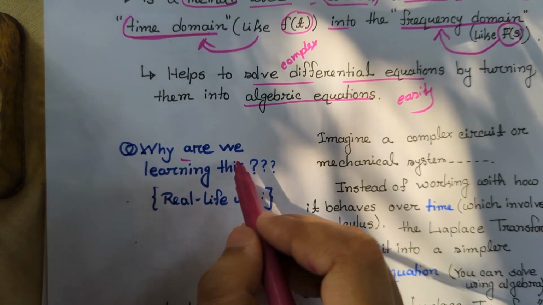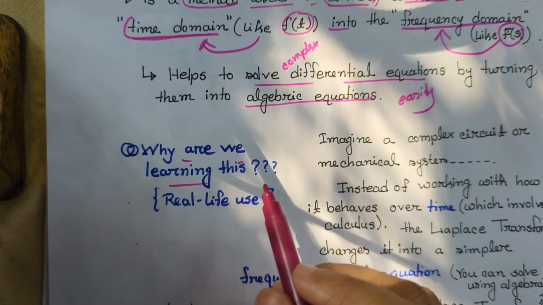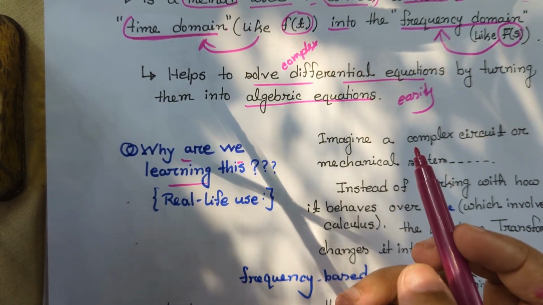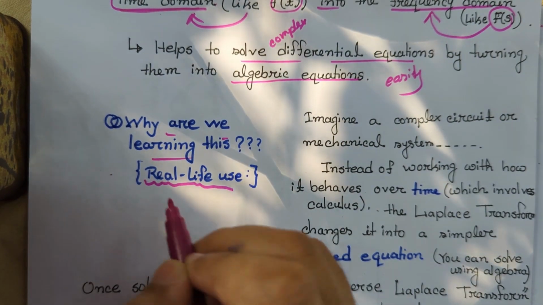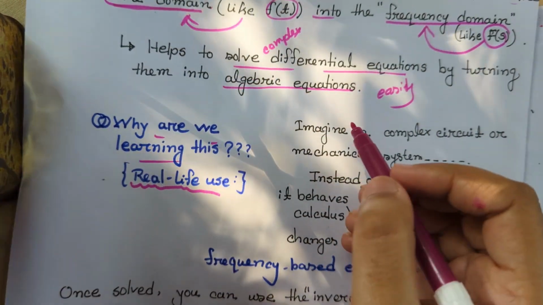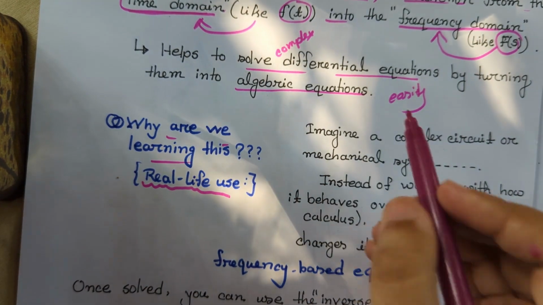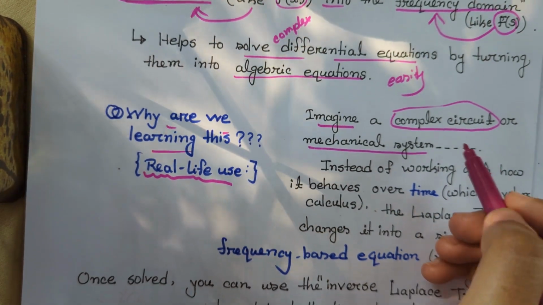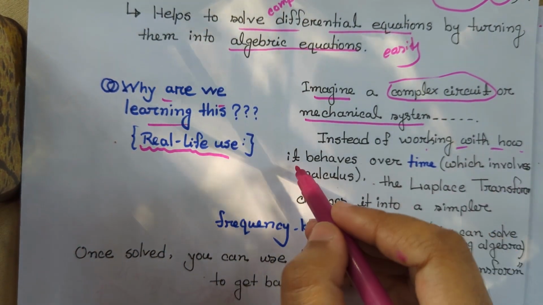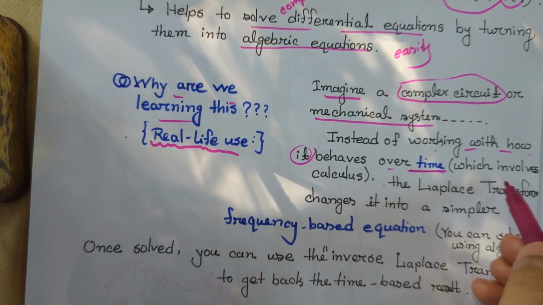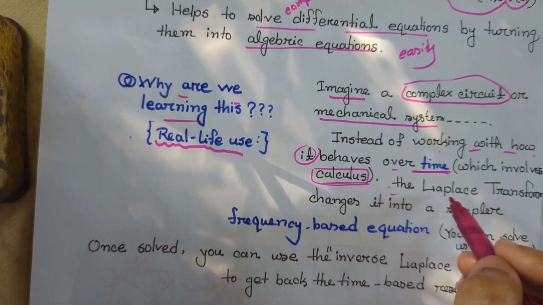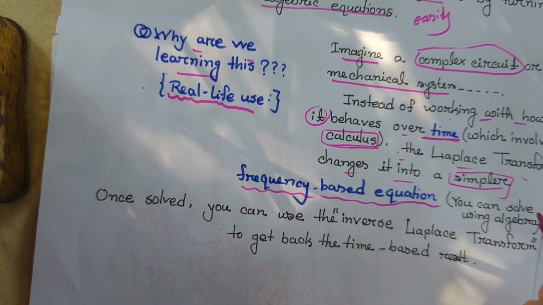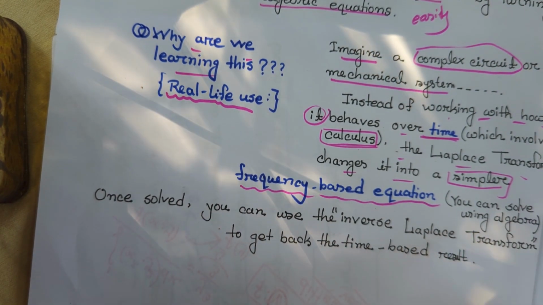Now let's see why we are learning this. We all have the same question of why we are learning this, meaning we are looking for the real life use of our learning. Let's see the real life use of this Laplace transform. Imagine a complex circuit or any mechanical system. Instead of working with how it behaves over time, which involves calculus, the Laplace transform changes it into simpler frequency domain equations, which we can solve easily using algebra.